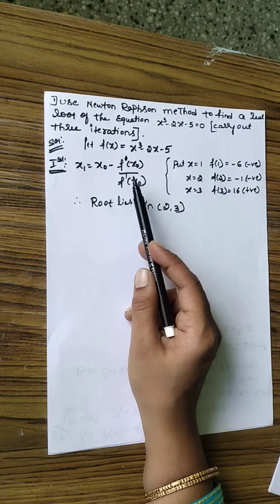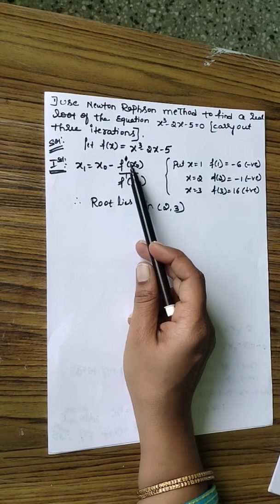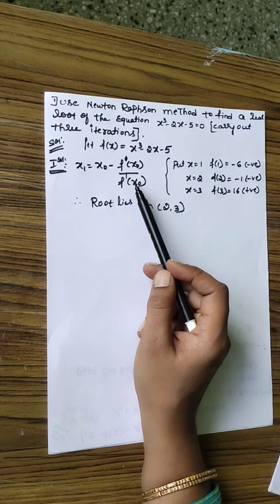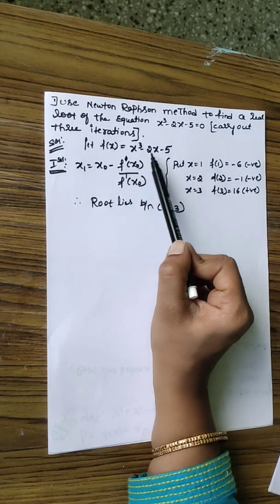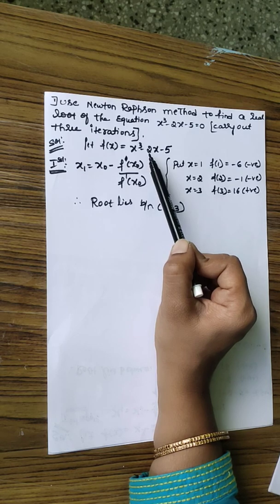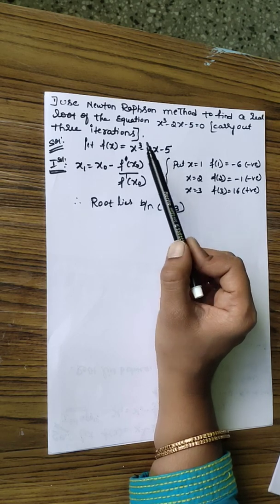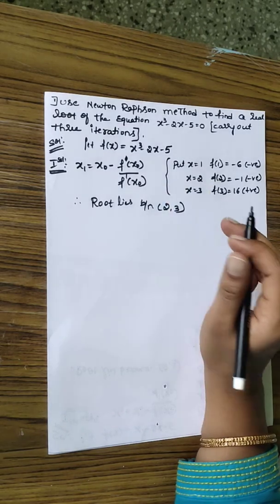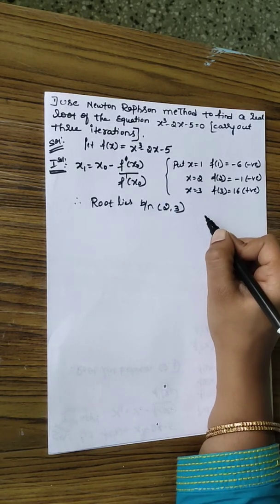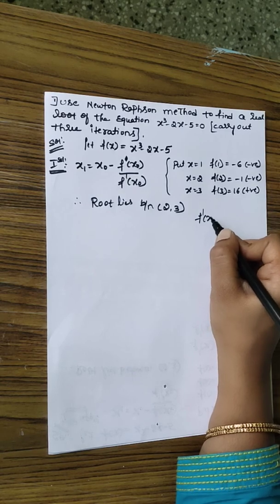So, using this formula, now we need a function value and a derivative value. The function is given. We must find the derivative of the function. So f of x equal to what? x cube minus 2x minus 5. Derivative means differentiate with respect to x.